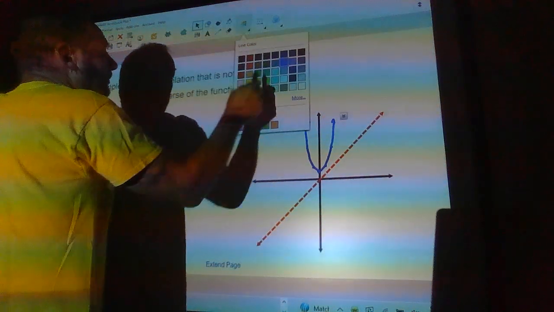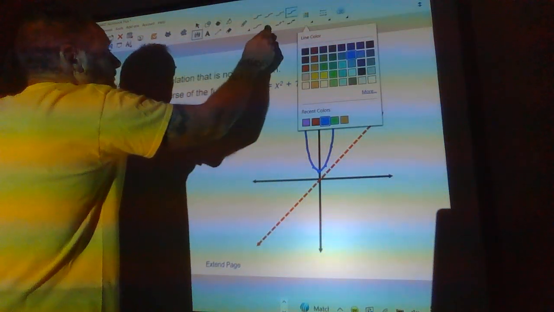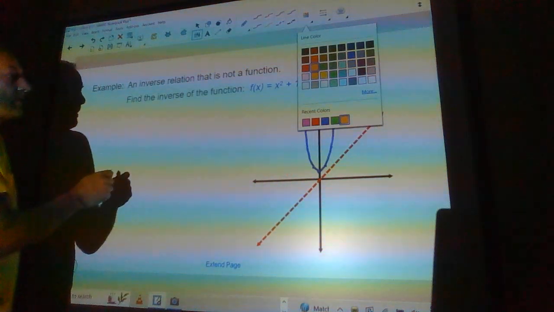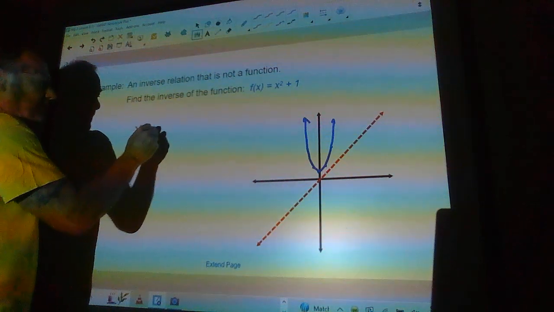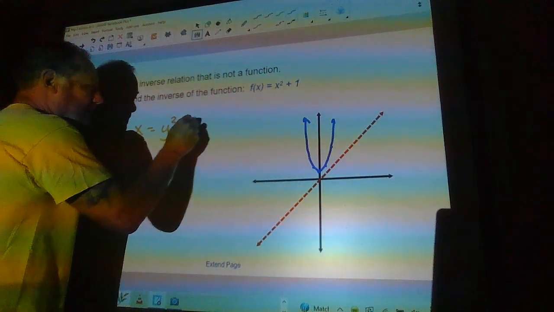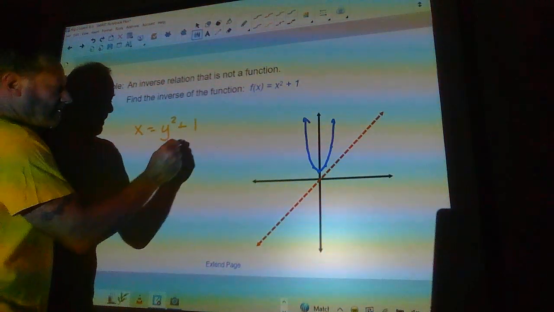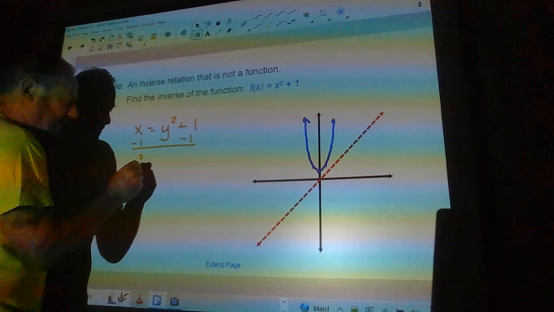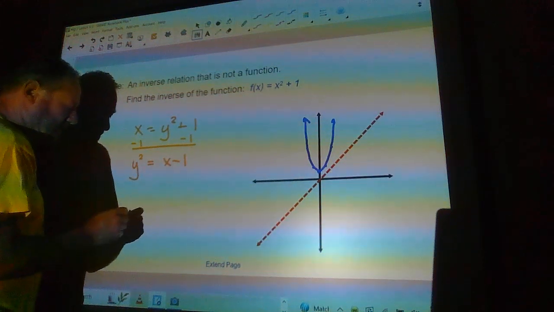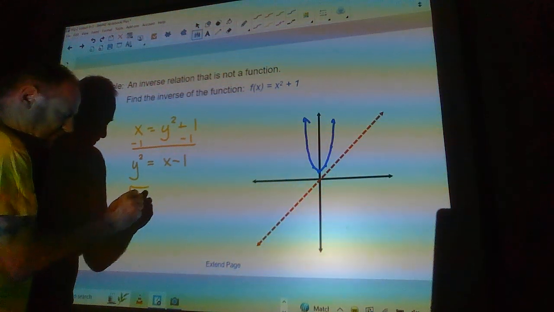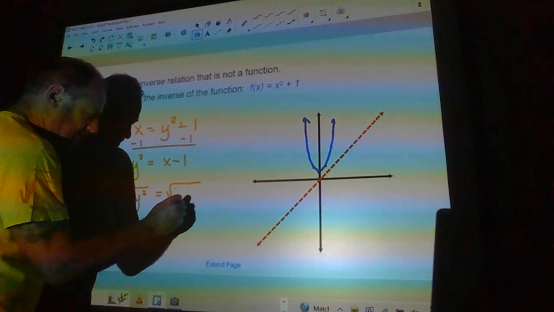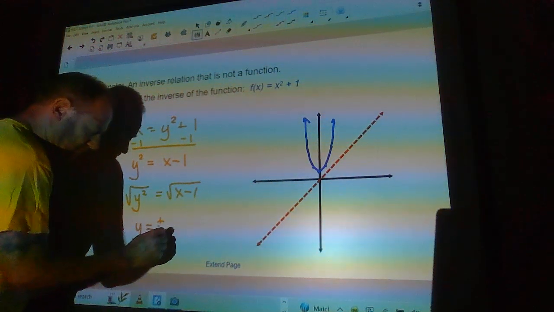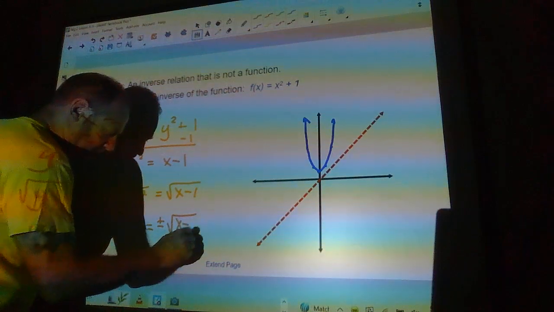Now, if I switch my x and my y and I solve for y, I'm going to get y squared = x minus 1, and then I'm going to square root both sides, and I'm going to get y equals plus or minus the square root of x minus 1.